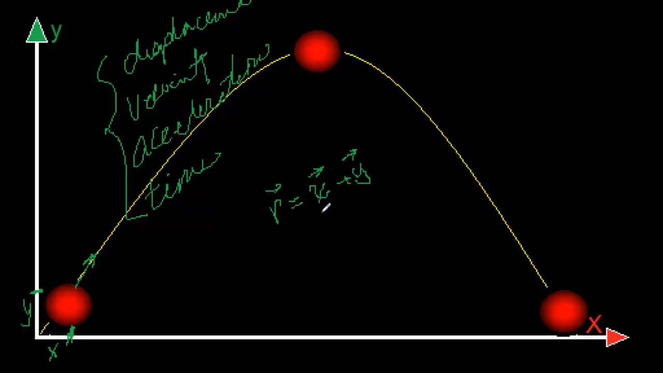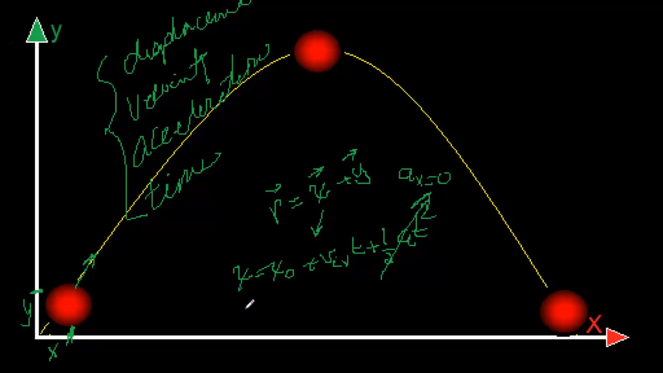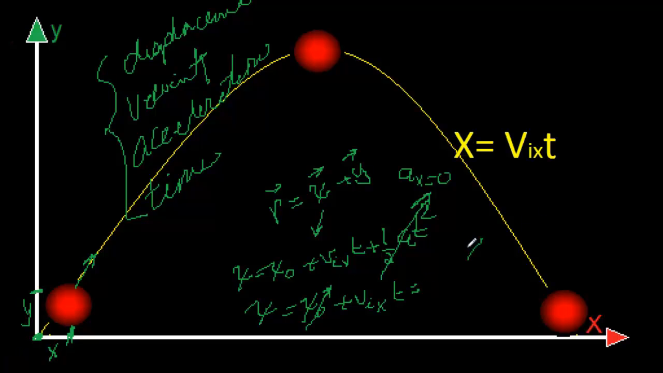The magnitude of the x direction is x equals x initial plus initial velocity in the x direction times time plus 1/2 acceleration times time squared. Well, we already agreed that acceleration in the x direction is zero. Displacement in the x direction is x equals x0 plus initial velocity in the x direction times time. Now, if the starting point here is the origin, which means x initial equals zero, this term also cancels out, and x becomes initial velocity in the x direction times time. And that simplifies the matter quite a bit.